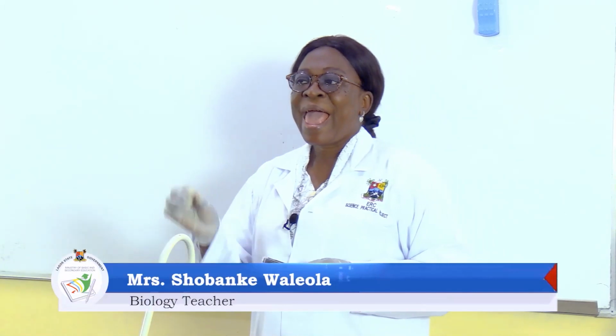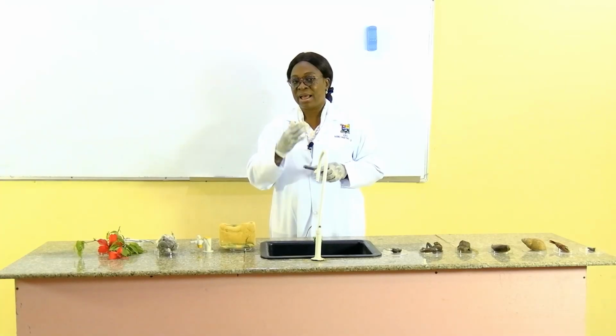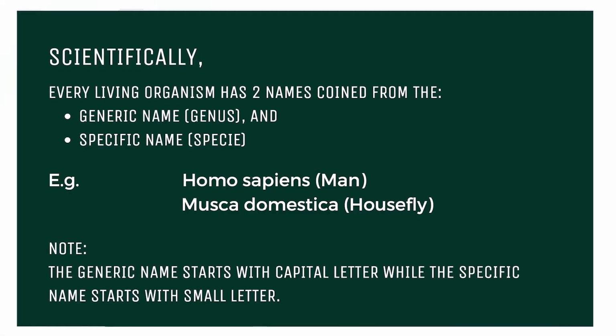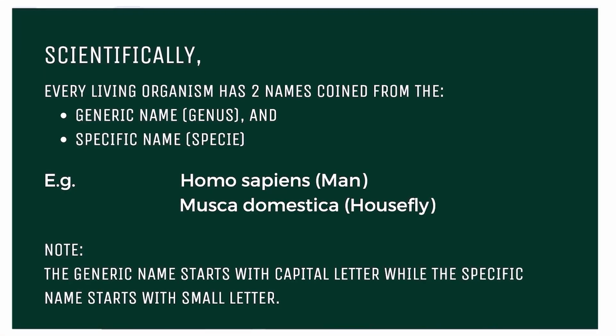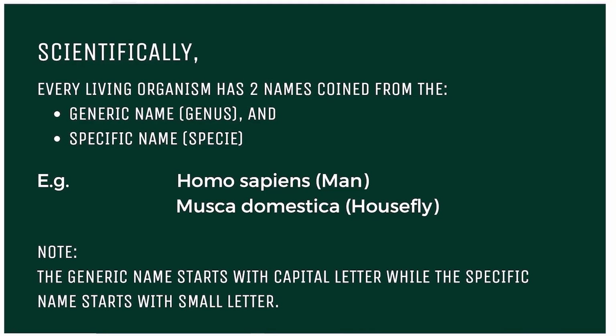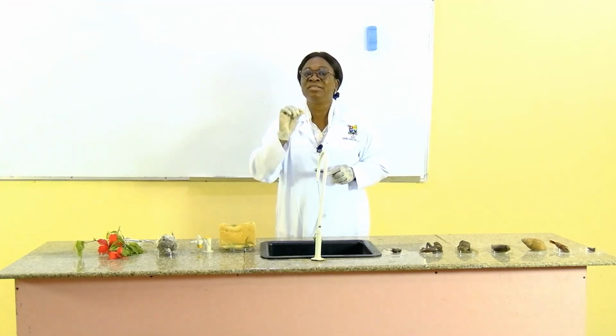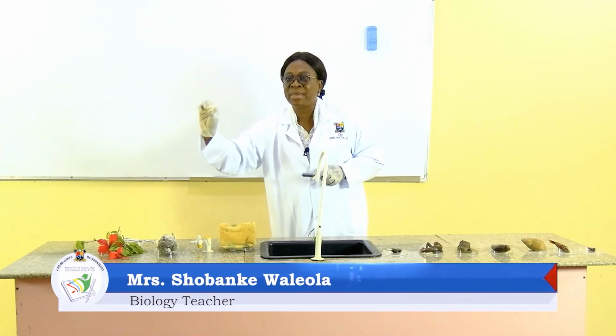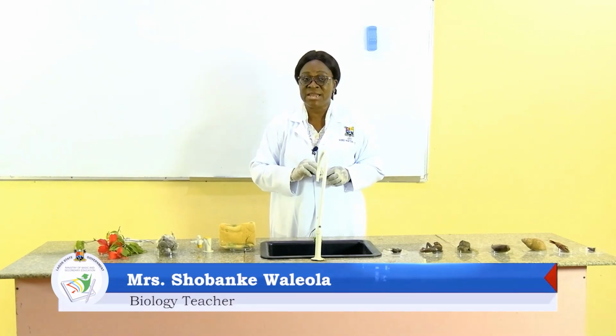Scientifically, every organism is said to have 2 names according to the binomial nomenclature. What do I mean? The generic name and the specific name. For example, we have Homo sapiens, that is for man. Homo starts with a capital letter H, and sapiens starts with a small letter s. Homo is the generic name, while sapiens is the specific name.